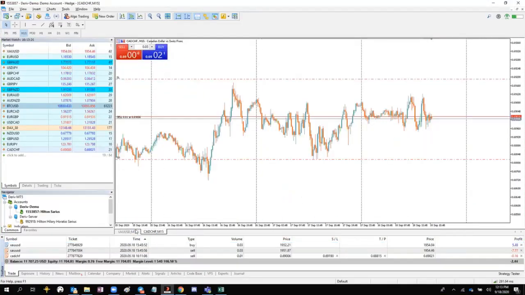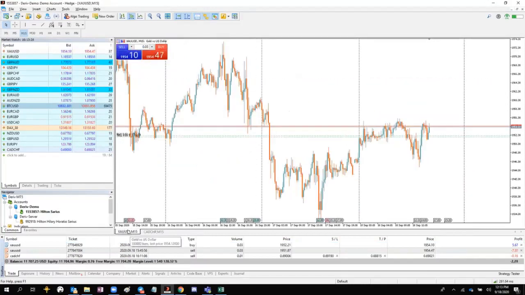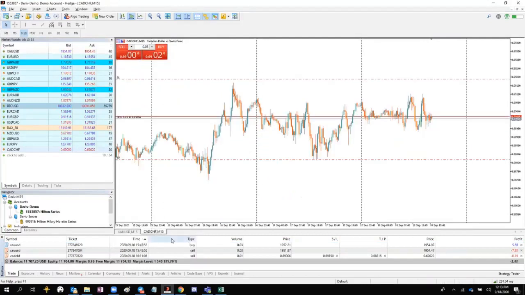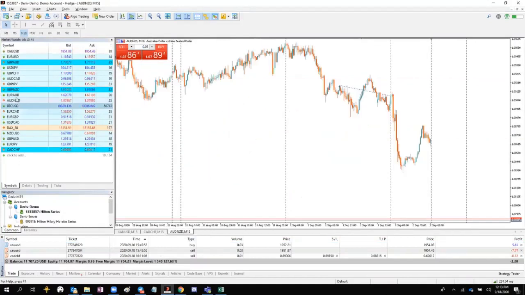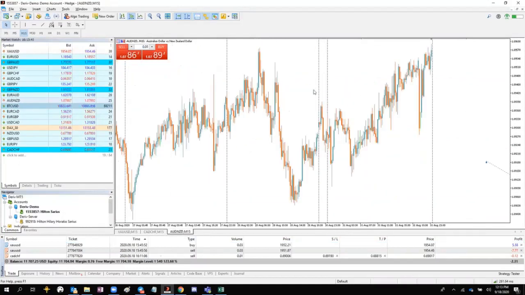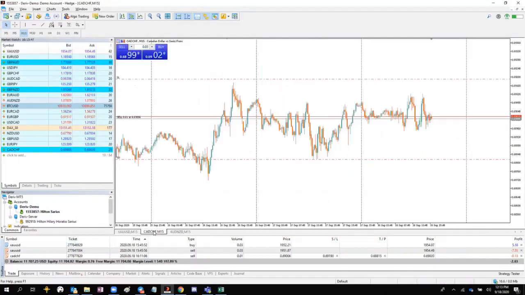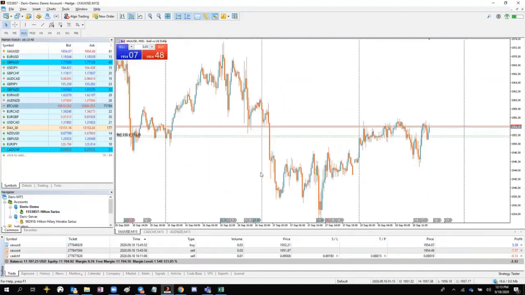You're also going to have different charts up here if you add them. Like I have the gold chart here, XAU USD, and I have the Canadian and Swiss franc exchange chart up here, CAD CHF. I can add another chart at the bottom here by just right clicking here and opening the chart window. So ADNZD, that's the one that I just opened. This is how the chart looks. I'm interested in the gold trade right now, right?